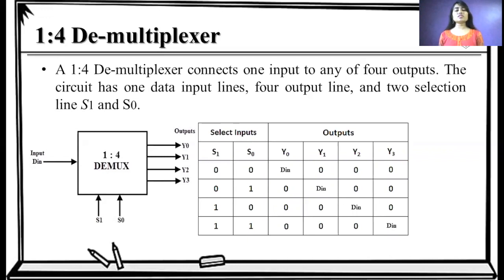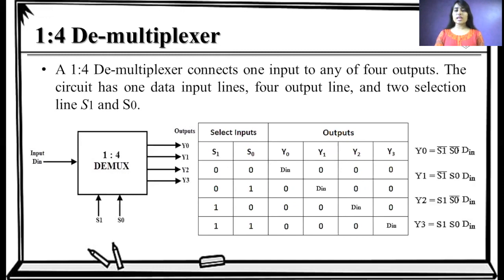If S1, S0 is equal to 0, 0, then Y0 is equal to D in. All other outputs are 0. For 0, 1, Y1 is equal to D in. Other outputs are 0. And for 1, 0, Y2 is equal to D in. Other outputs are 0. And for 1, 1, Y3 is equal to D in, others are 0.